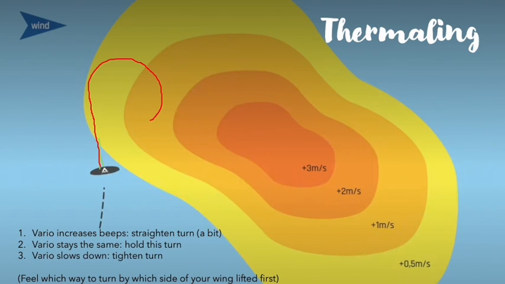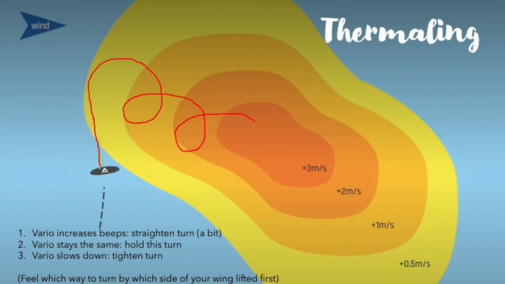But because I'm still turning, straighten out my turn. And now I'm actually flying away from, so I'm flying into less lifty air, which is when I start to increase my turn, so my turn gets smaller, and now I'm flying into the direction where it's going faster. So the beeps on my vario increase, and now they start slowing down again. So I'm tightening up, and now I start to straighten out again.